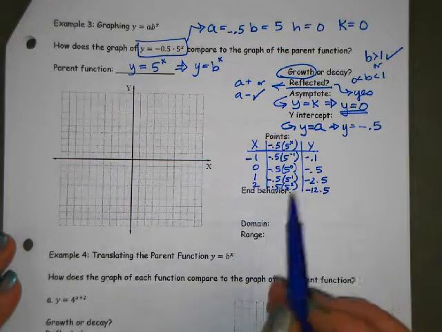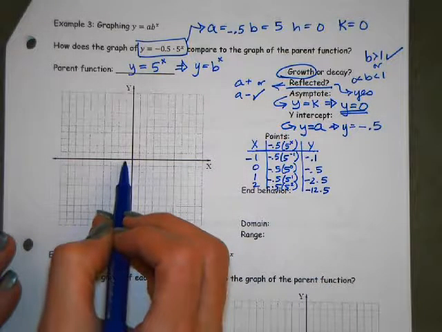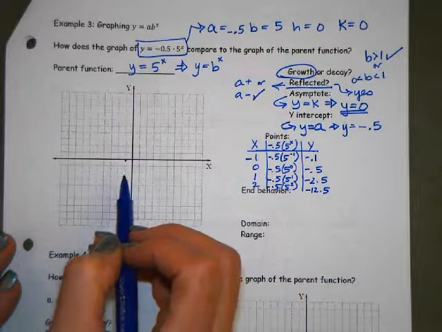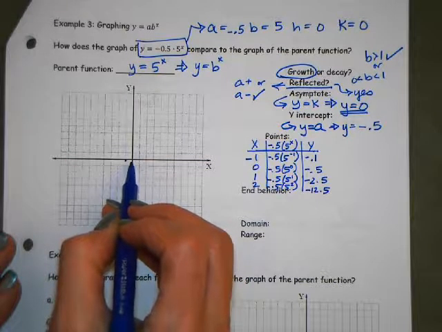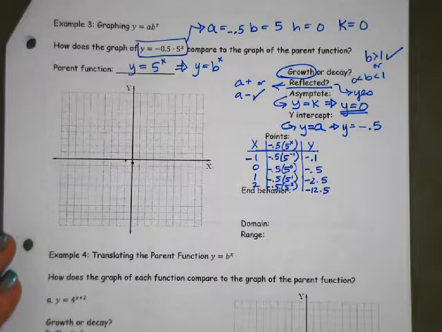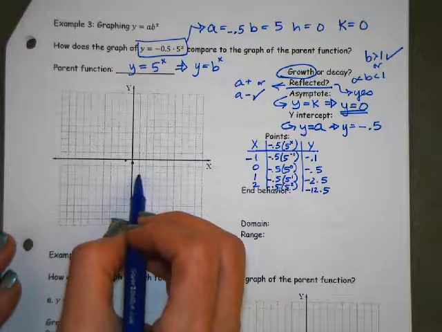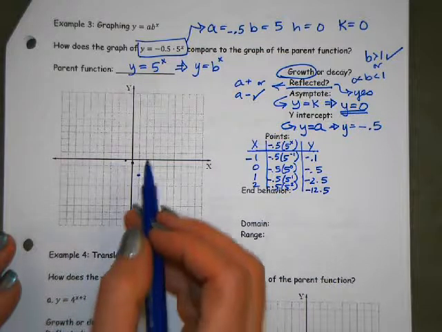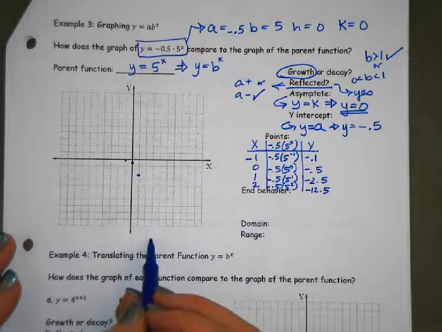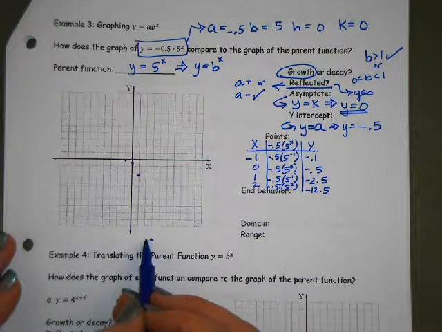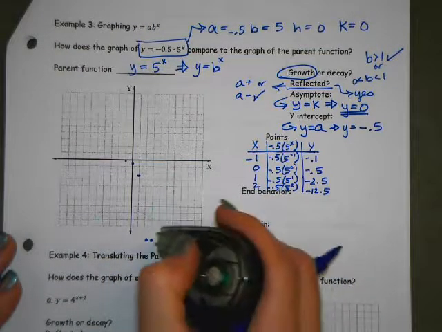So then, I'm going to plot this. So negative 1 is going to be a negative 0.1, so it's like right there. I have a 0 and a negative 0.5, so that's like there. I have a 1 and a negative 2.5, which is about right there. And then I have a 2 and a negative 12.5, which is like right there. Okay? So I have my few points.